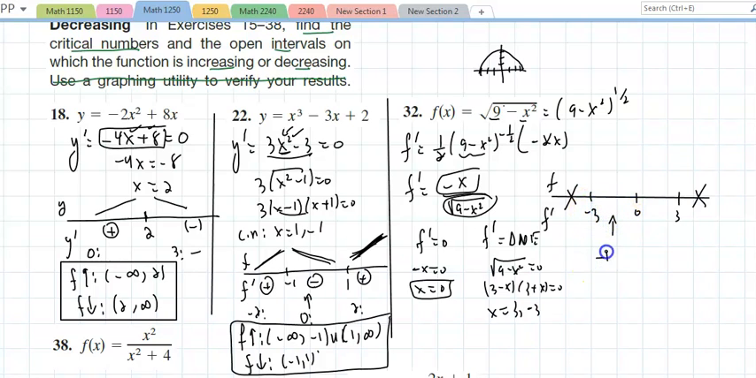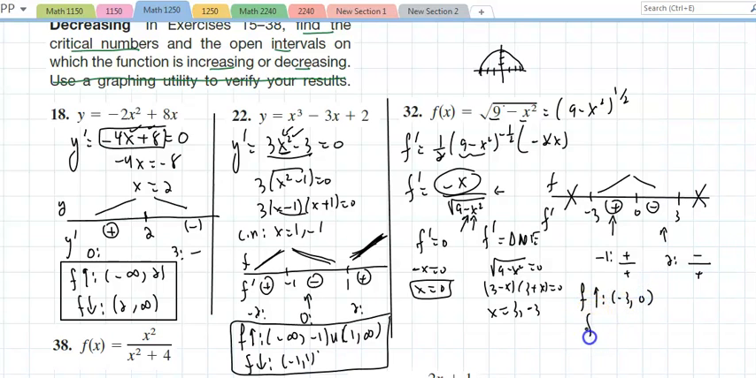If I pick -1 and I put that in my derivative, a minus a negative is a positive. If I put a 1 in there, square root of 8 is positive. Positive over a positive is a positive. The function is increasing. If I pick a point in there, let's say 2, minus 2 is negative, and 9 minus 4 is positive. Negative over a positive is a negative. So from this I know that f is increasing from -3 to 0, and f is decreasing from 0 to 3. And that's pretty much what we're going to do.